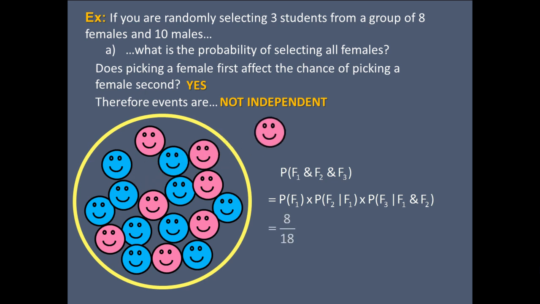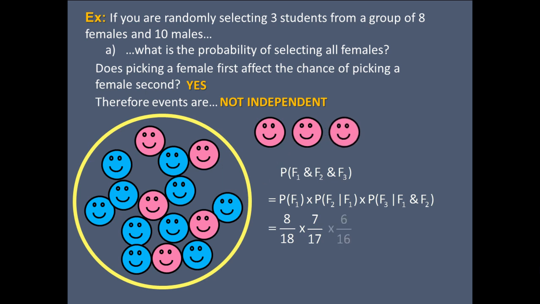Well, the probability of the first female is there are 8 of them in our sample space of 18 individuals. Now that we have one female gone and one individual gone from our sample space, the probability of the next female is now there are only 7 females left and 17 people in the sample space. For the third person, now there are only 6 females left and 16 people in the sample space.